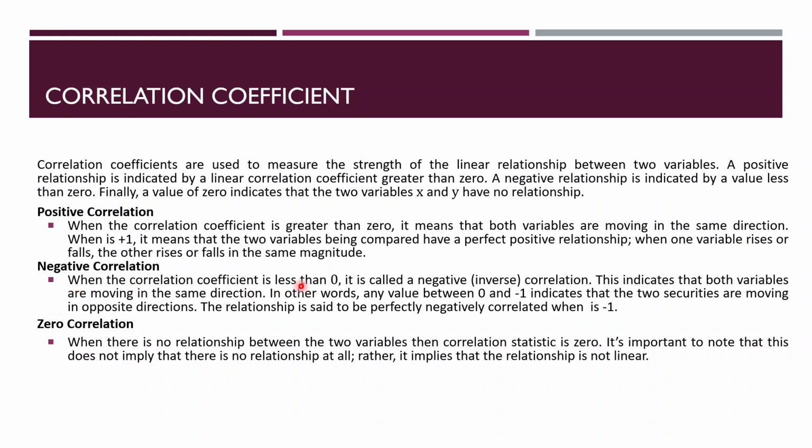When the correlation coefficient is less than zero, it is called negative or inverse correlation. This indicates that both variables are moving in opposite directions. In other words, any value between 0 and -1 indicates that two securities are moving in opposite directions. The relationship is said to be perfectly negatively correlated when it is -1.